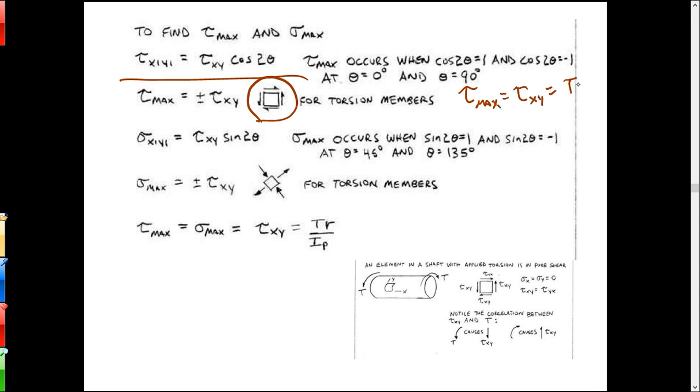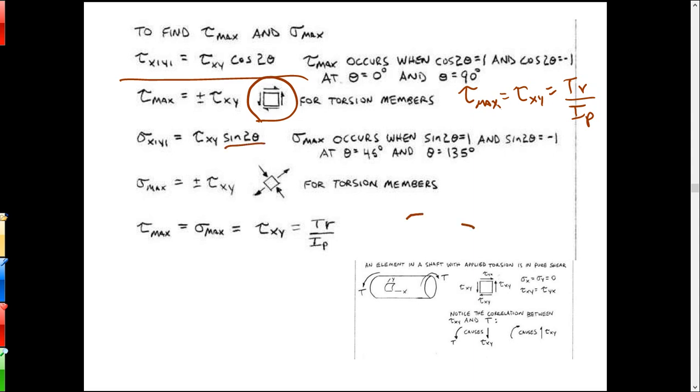And again, that's just T, the torsion, times the radius divided by the moment of inertia. That'll get you the maximum shear in the element. Now, the normal stress is tau xy sine 2 theta. So to maximize that, you want to maximize the trig function here, which is sine 2 theta.